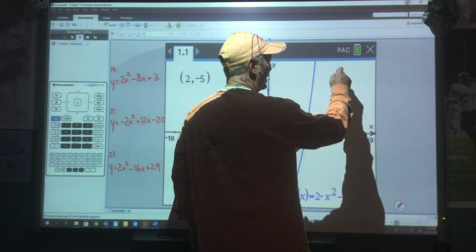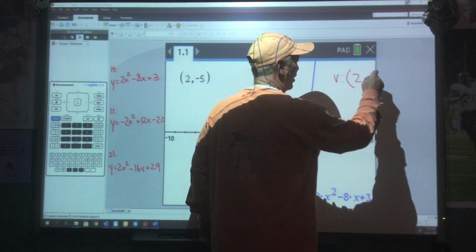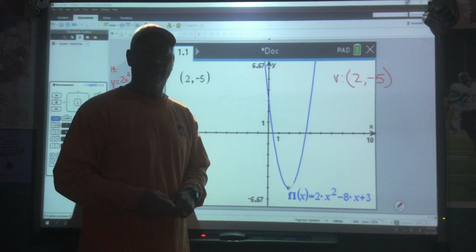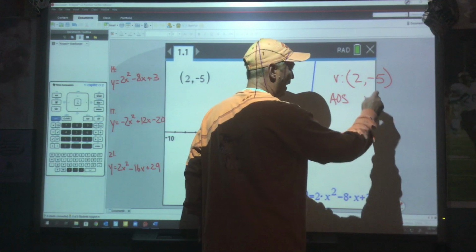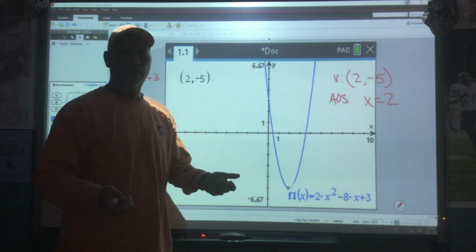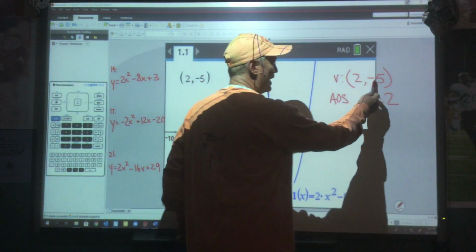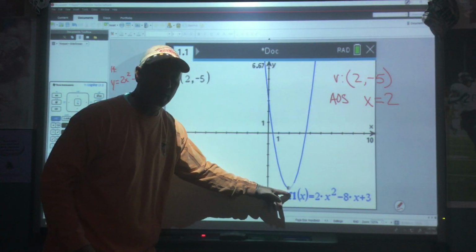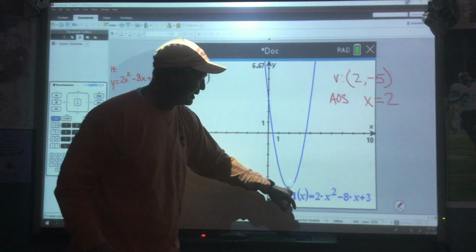You're going to say that the vertex is going to be 2, -5. Now, what else have we found? We have found our axis of symmetry. Our axis of symmetry is going to be x equals 2. What else have we found? We have also found with this -5, and we're opening downward. Okay, this is a minimum. I mean, we're opening upward. This is way down here. Since we're opening upward, this is a minimum value.